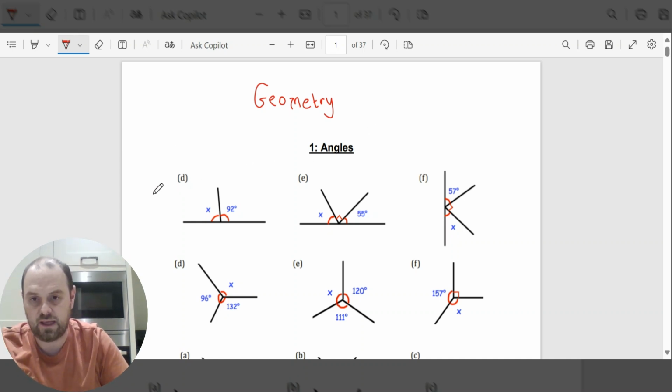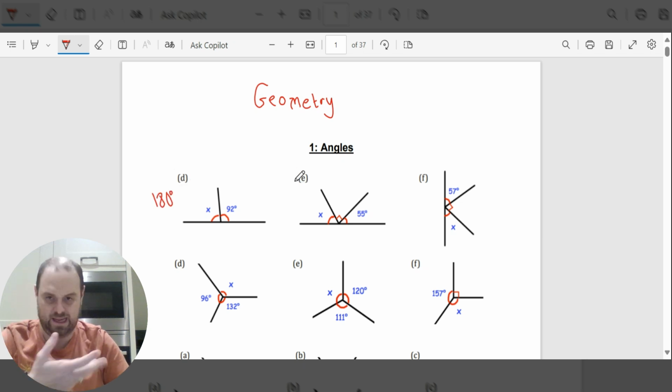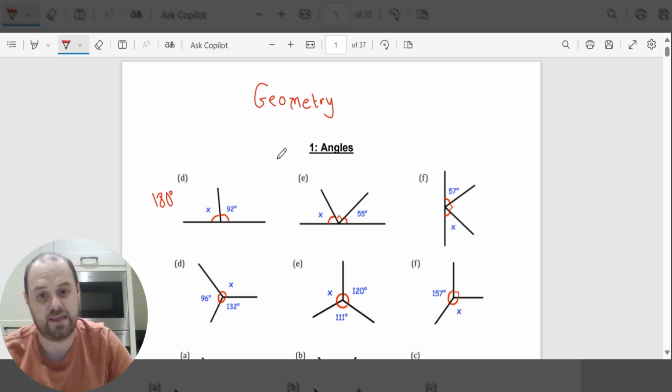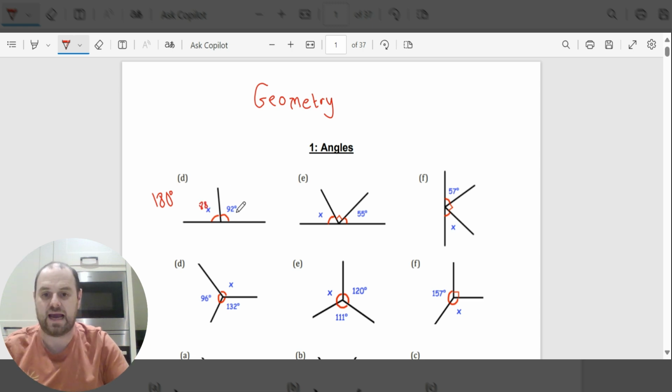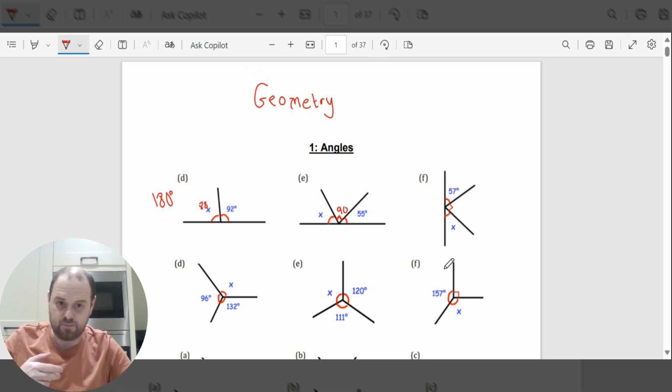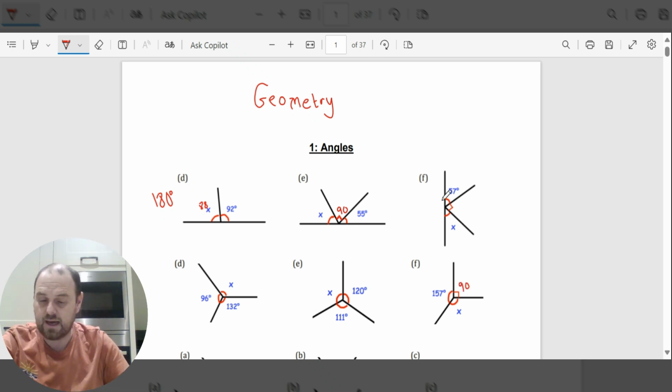So in all these, ladies and gents, they are straight lines. If a question says why is this 88, then the reason is angles on a straight line add up to 180. Anytime we see this symbol, we need to write 90 by it. That'll happen quite a lot. So straight lines are 180.